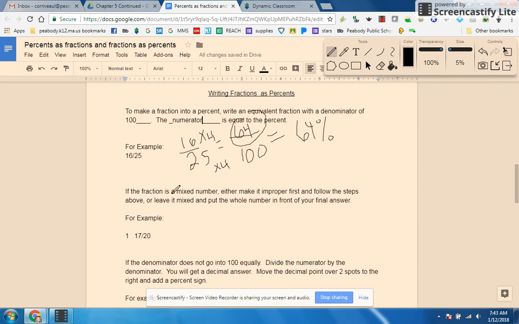If it's a mixed number, you can either make it improper first and follow the same steps that we just did here, or you can leave it a mixed number and put the whole number in front of your final answer. I like that option better. So let me show you that option. I think it's way quicker.